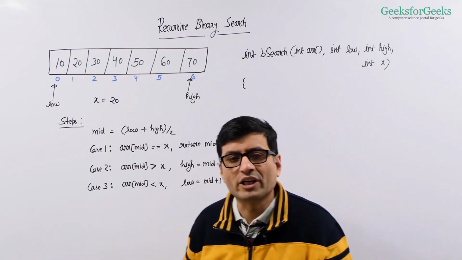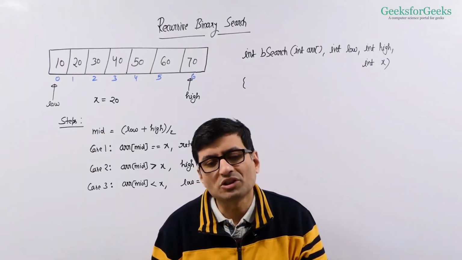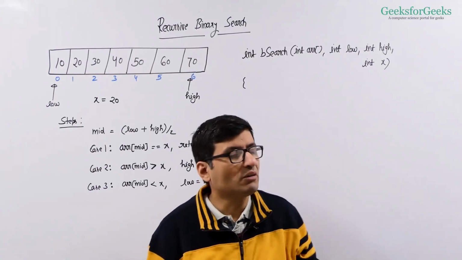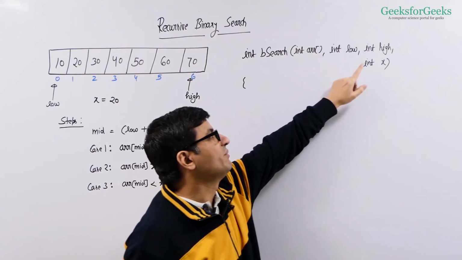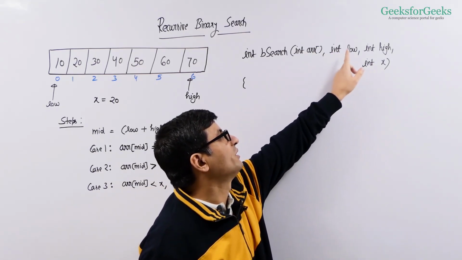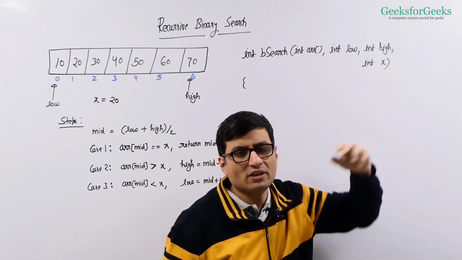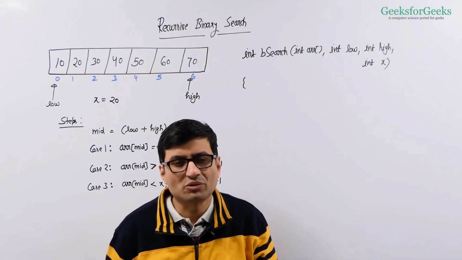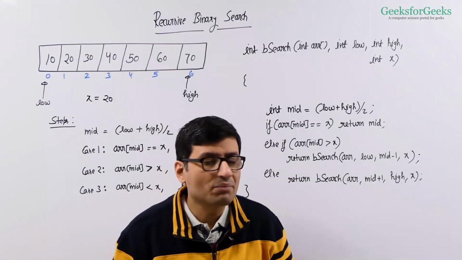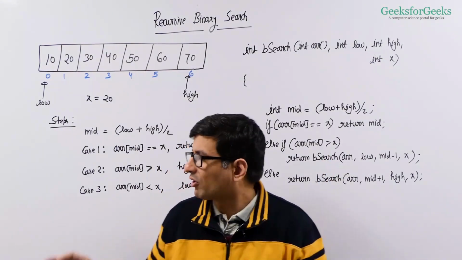We have talked about an iterative solution. Now please pause this video and try to write down complete code for this function. This function should search element x in the array from indexes low to high. It's a recursive function. We are going to change low and high in the recursive calls. I have written here partial code that simply follows these steps.